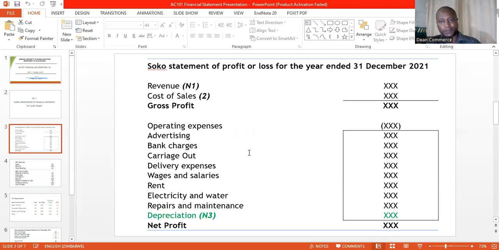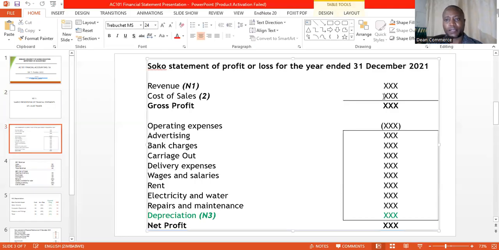So let us look at this sample. It's a hypothetical company called Sole Trader Soko. Statement of profit or loss for the year ended 31 December. So you will realize that we have a line here called revenue, which is note number 1. And then we have cost of sales, which is note number 2. And these are the figures.